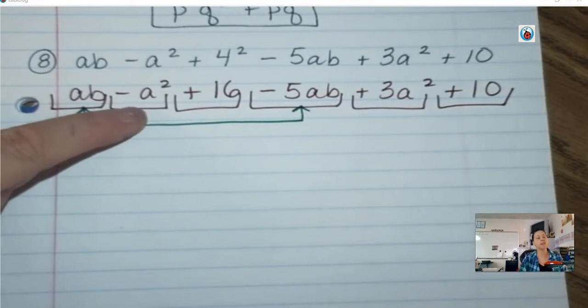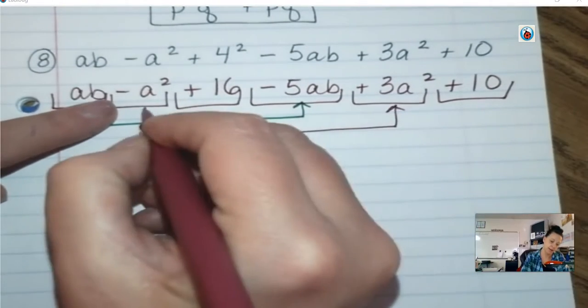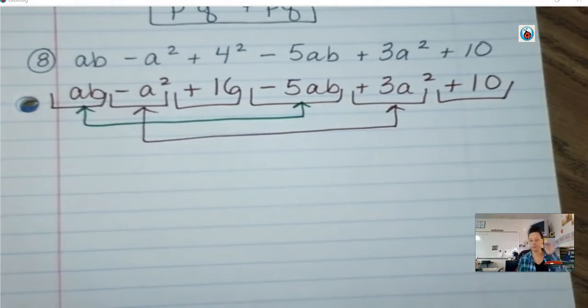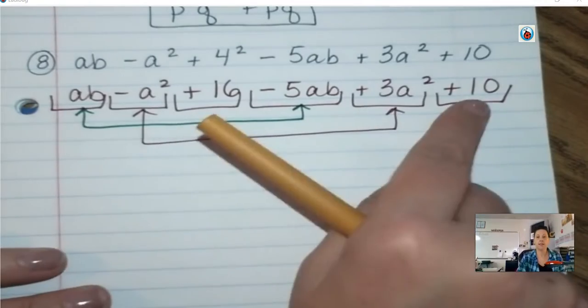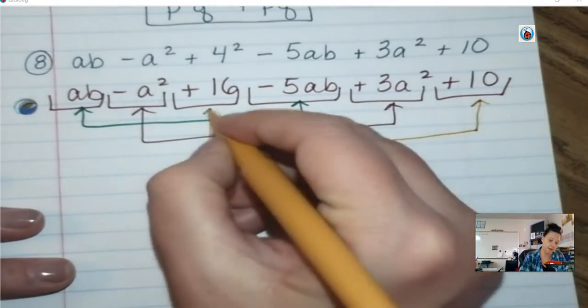Okay, then I'm going to go to the next. I have an a squared. So I'm looking for anything else that also has an a squared on it. Right here has an a squared. So those are like terms. 16 and a 10, those are just constants. So you can chunk those together. Those are like terms.